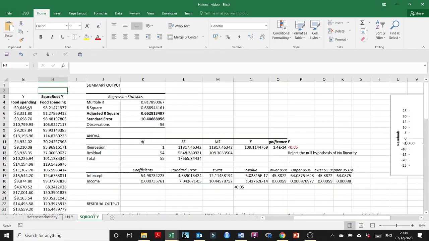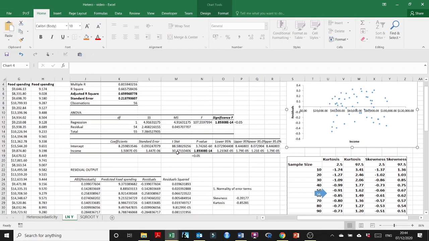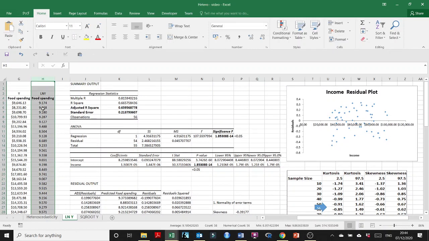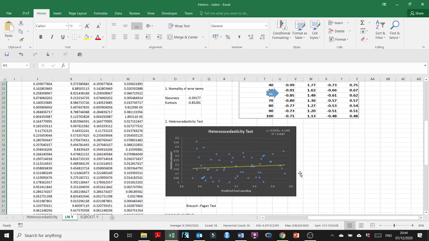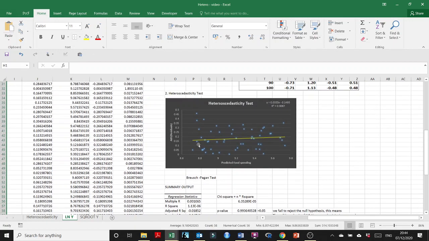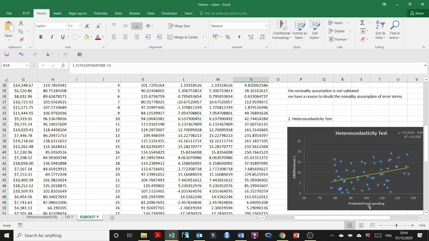So basically, with this transformation, we cannot validate this significant value, and we are going to end up working with a set of data with the natural logarithm of the y value, so that we can get rid of the heteroscedasticity problem and get a flat linear line like this, rather than a linear line that indicates a relationship or dependency of the absolute errors and the predicted food spending.